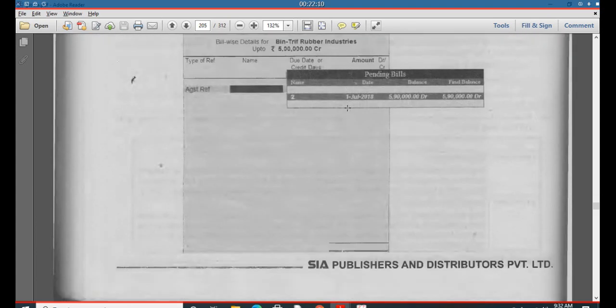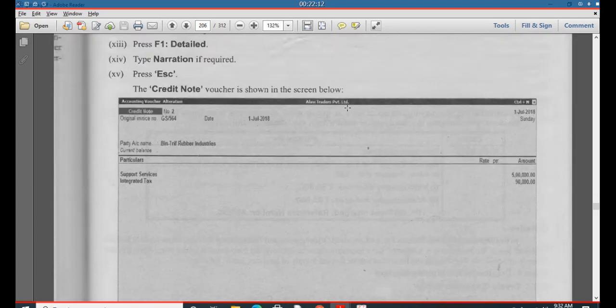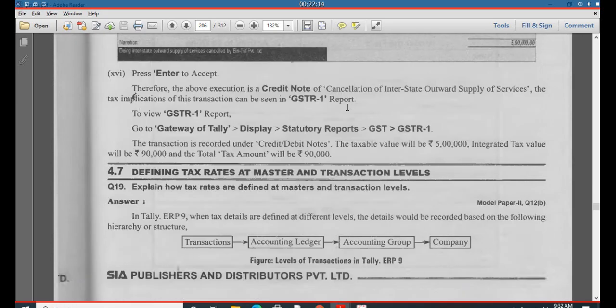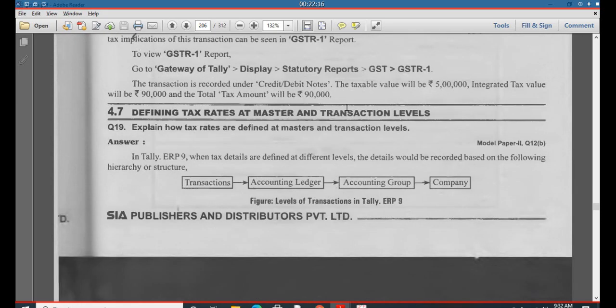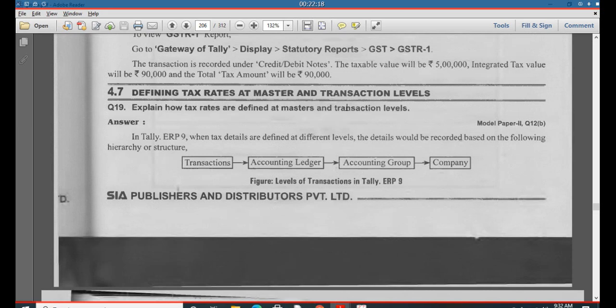Both the things are available here in the same process. Okay. Next we'll go with defining tax rates at master and transaction level. So we have already seen this with regards to goods. Now we'll take the same along with the services.